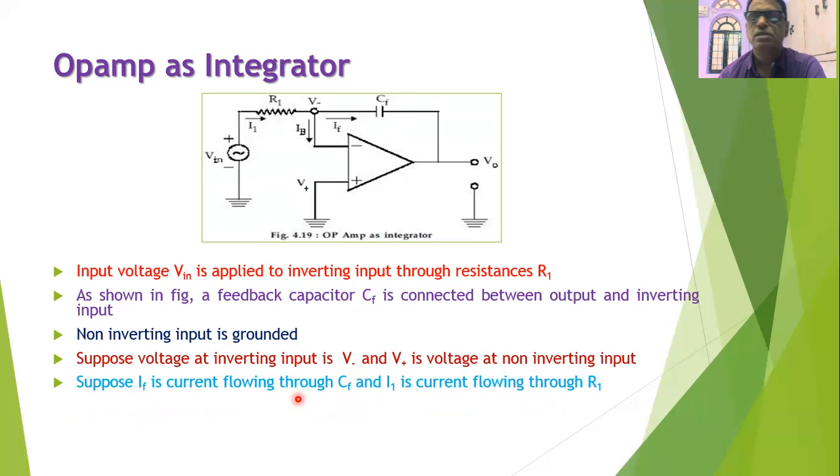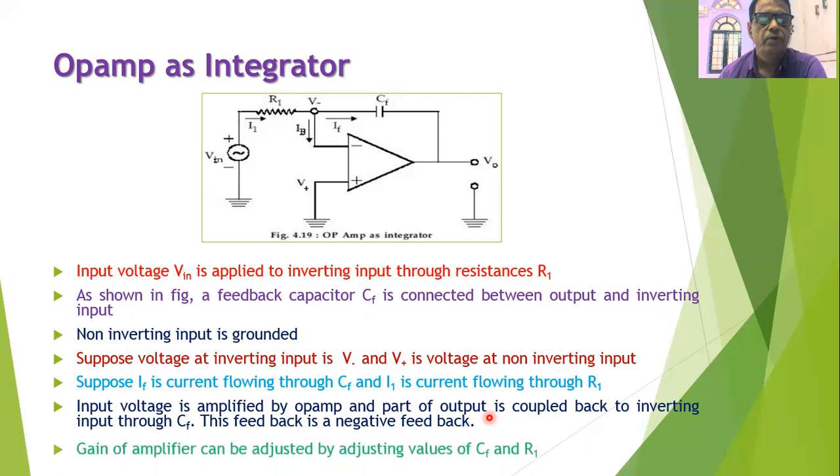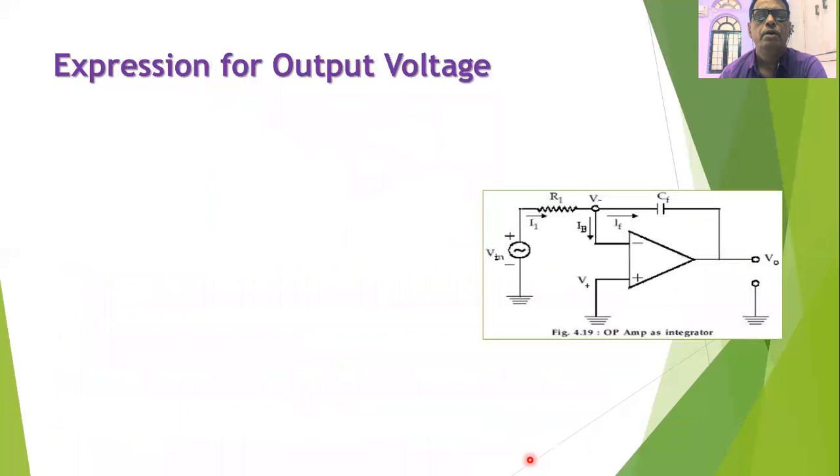Suppose IF is the current that is flowing through the capacitor CF and I1 is the current that is flowing through the resistance R1. Now we know that the input voltage will be amplified by the operational amplifier and part of the output voltage will be coupled back to the inverting input through the capacitor CF. Therefore, such type of feedback is called negative feedback, and this circuit is called a closed loop circuit. The gain of the amplifier can be adjusted by adjusting the values of CF and R1.